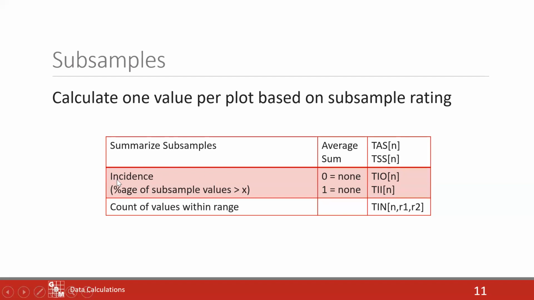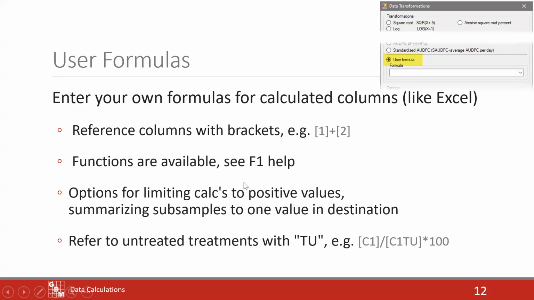You can also calculate incidence, which can be related to the rating scale, but could be done for others as well. That's the percentage of subsample values that are larger than either 0 or 1. Depending on your assessment, sometimes 1 means nothing's there, like we saw with the EPPO rating scales, and in all the other cases, 0 means there's none. You can also count values within a range. That's a little more useful for this final topic that I wish I had more time to show, but the biggest thing is just to know that it's available.